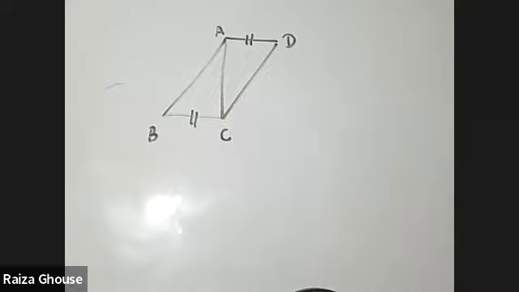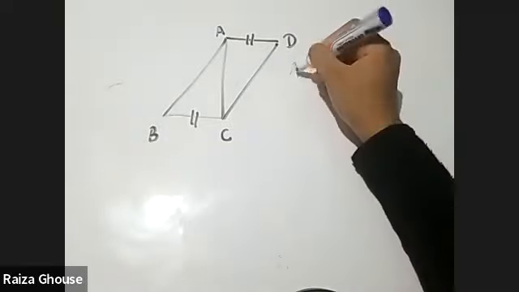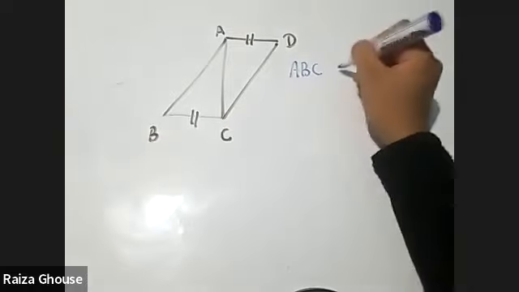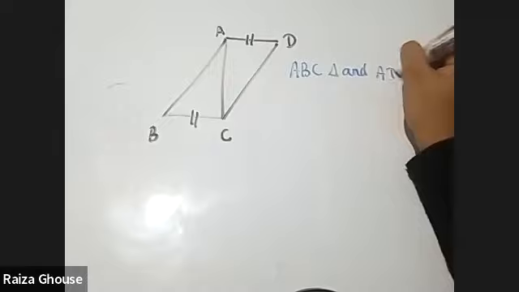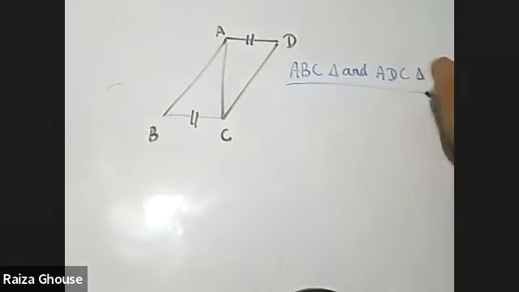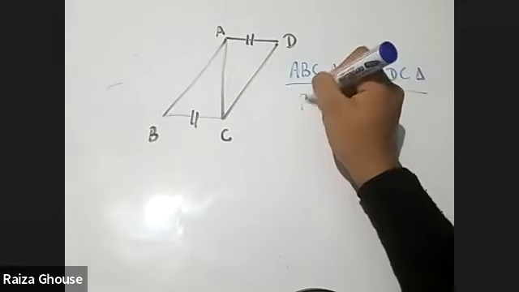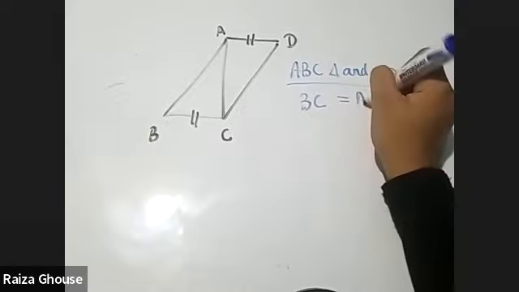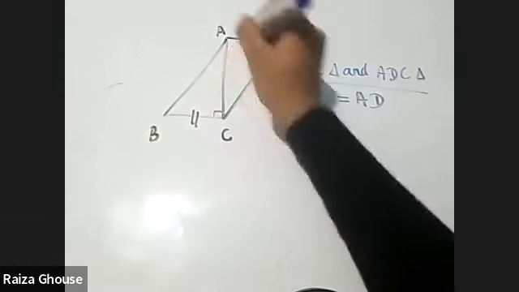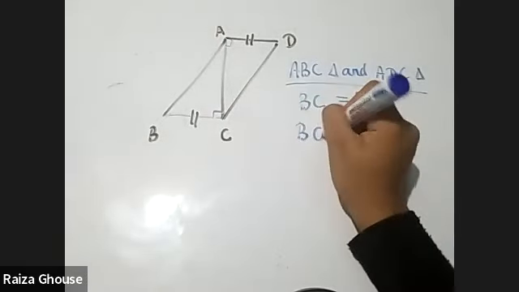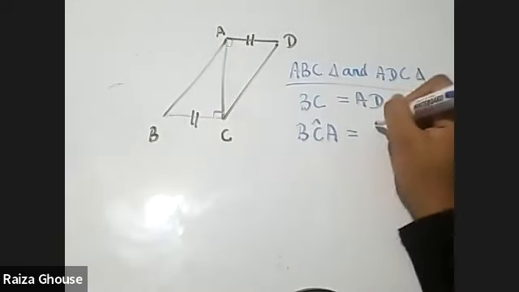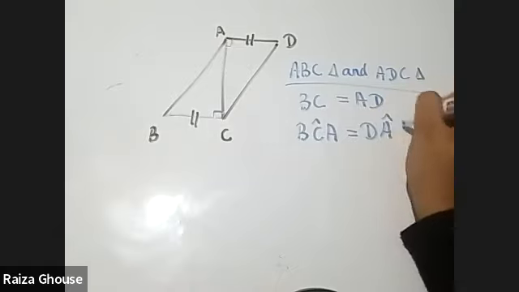If you have done wrong, look at the board. I'm considering two triangles: triangle ABC and triangle ADC. In triangle ABC first, I can take BC side equal to AD side. This is 90 degrees, this is 90 degrees, the included angle. So I can write down angle BCA equal to angle DAC.